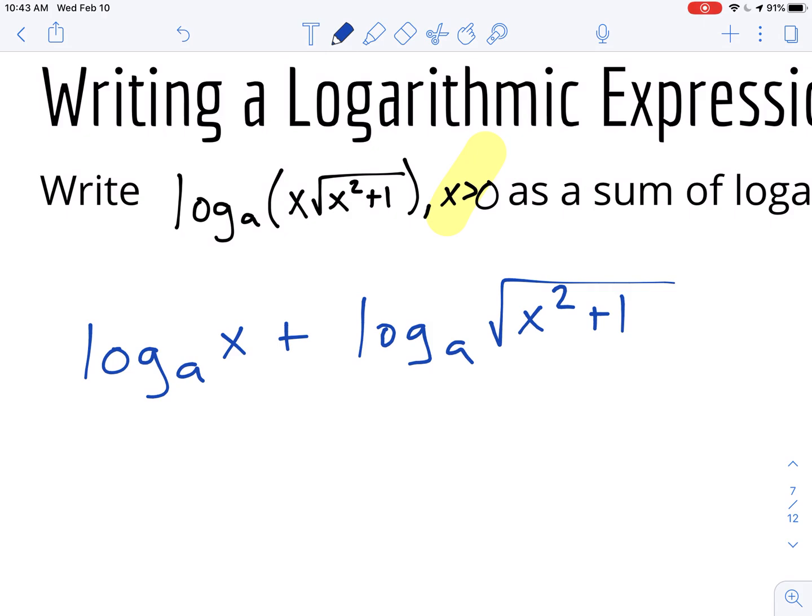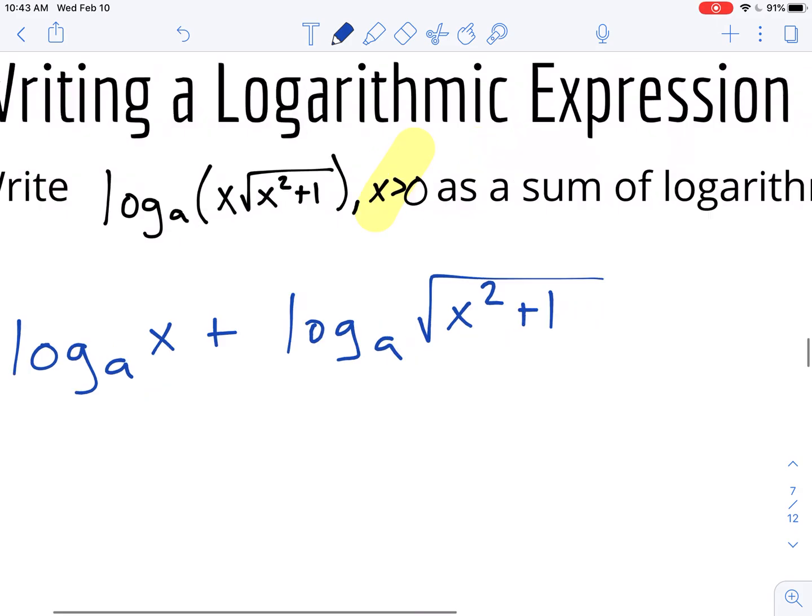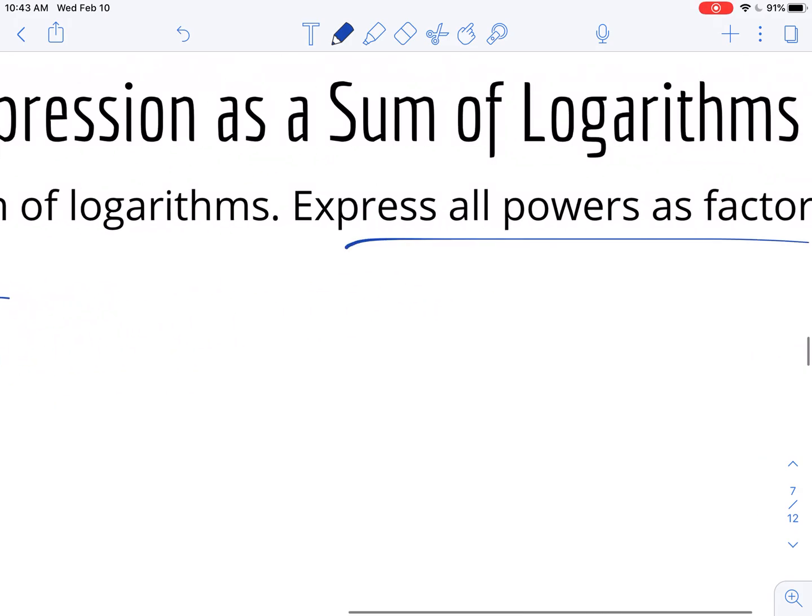That's from the property of log base a of m times n is equal to the log base a of m plus the log base a of n. I'm saying I've got two things inside my logarithm. They're currently being multiplied, so I can break this up into addition of two separate logarithms. I don't have to stop here because it also wants me to express all powers as factors.